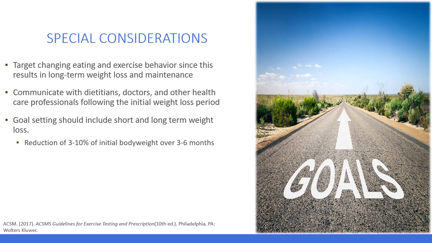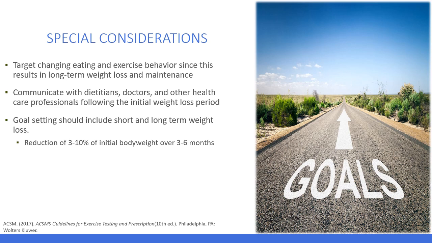Their goal setting should include short and long-term weight loss goals. For example, a reduction of 3 to 10% of the initial body weight over 3 to 6 months. If they are obese, you could have a long-term goal of getting down to a healthy BMI, but that could be a year or multi-year goal to do that in a safe and long-term effective way.